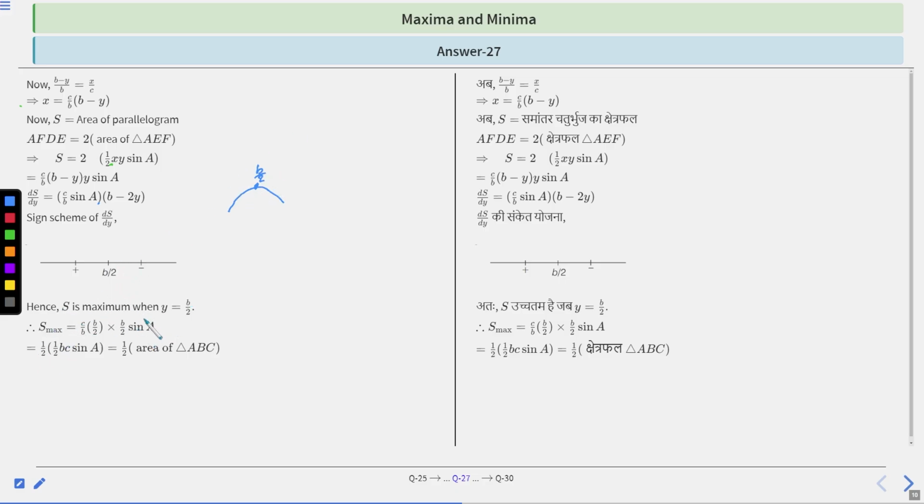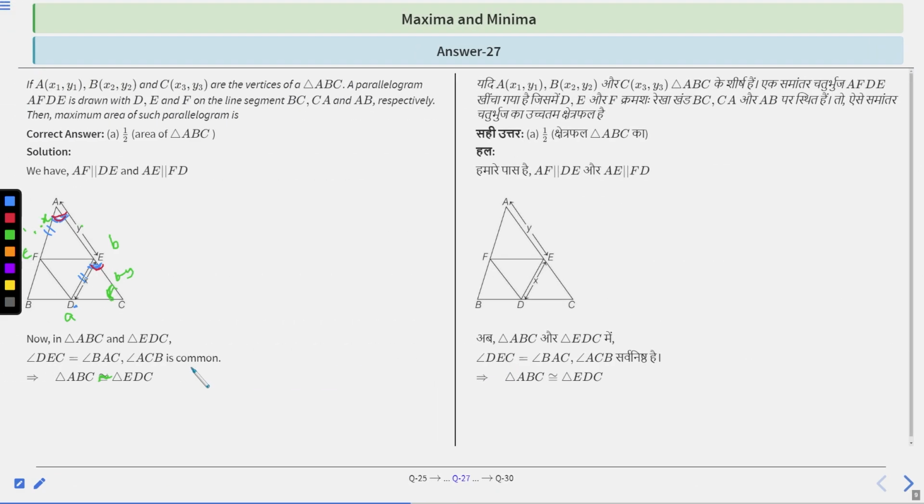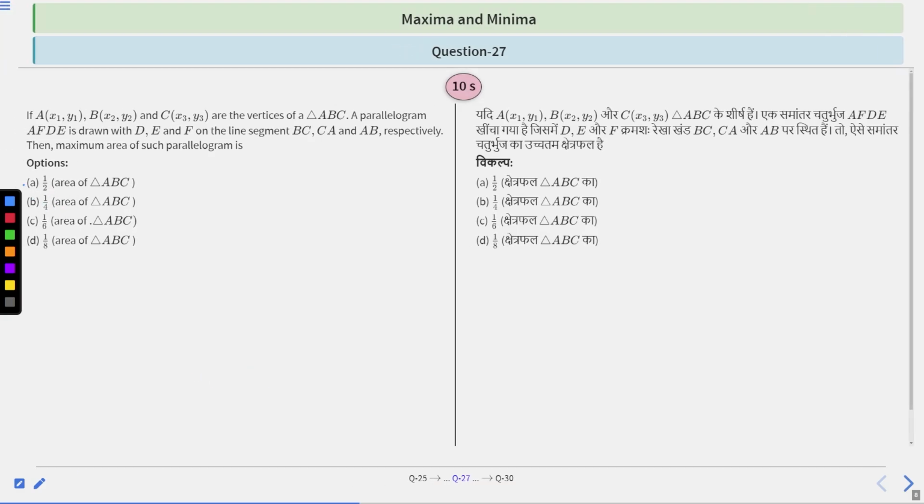Therefore, S max, put Y equal to B by 2. So S max will be C by B into B by 2 into B by 2 sin A, which is equal to 1 by 2 into B by 2 into BC sin A, which is half of the area of triangle ABC. Hence, the maximum area will be half of the area of triangle ABC. So option A is the right choice. The maximum area of such a parallelogram is half into the area of triangle ABC. Got it?